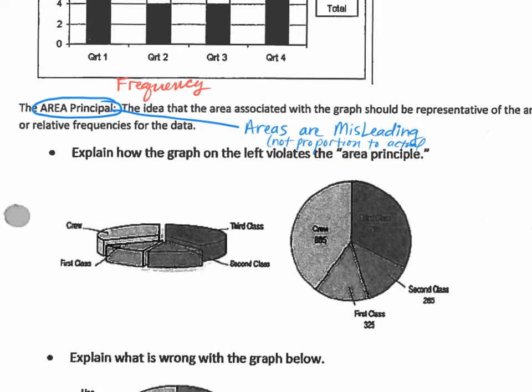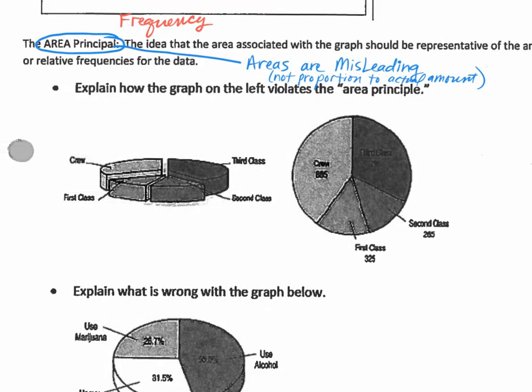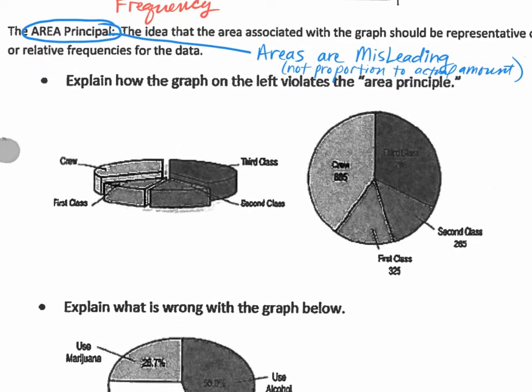They are not proportionate to the actual amount. All right, so we're going to take a look here. This information in these two graphs represent the deaths on the Titanic. Okay? And I'm going to tell you that the class that you were in, the ticket you had, first, second, third, or if you were on the crew, affected the rate at which you died or survived on the Titanic.